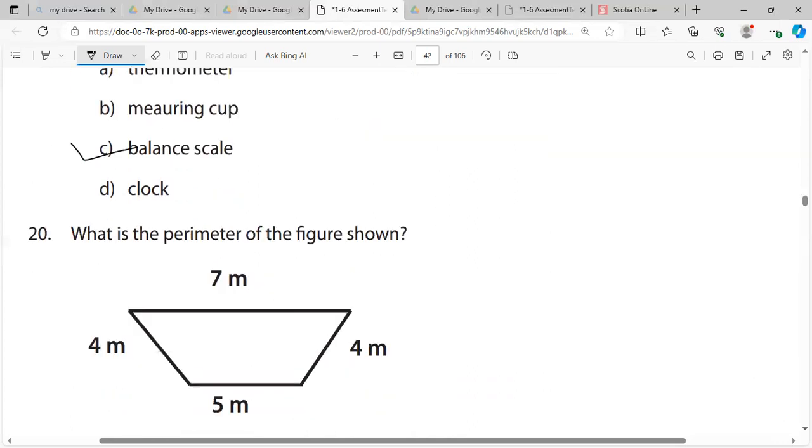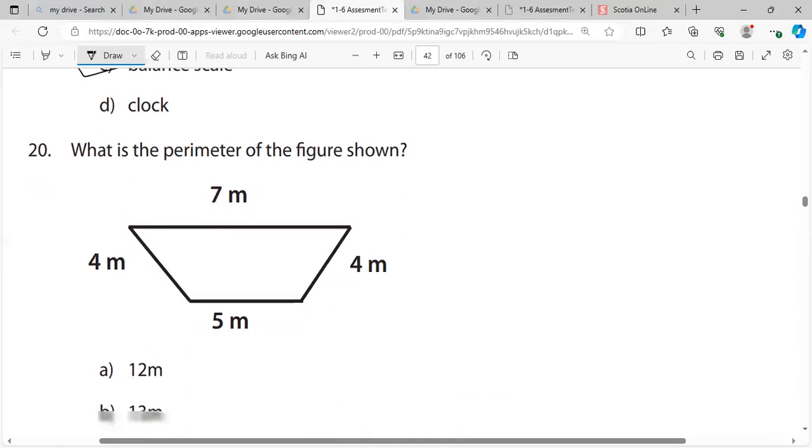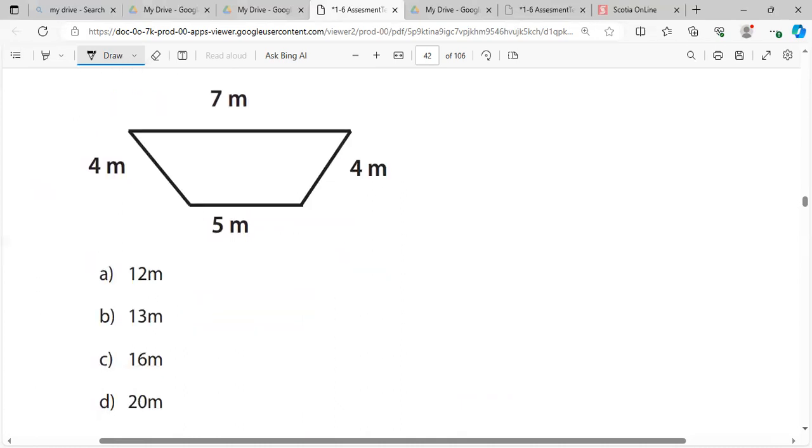What is the perimeter of the figure shown below? Now, perimeter means the total distance around. So what we have to do is just add all 4 sides together and that gives us the perimeter. 7 plus 4 is 11, and 9, so that's 20. 7 and 4, 11. 5 and 4, 9, so that's pretty much 20.